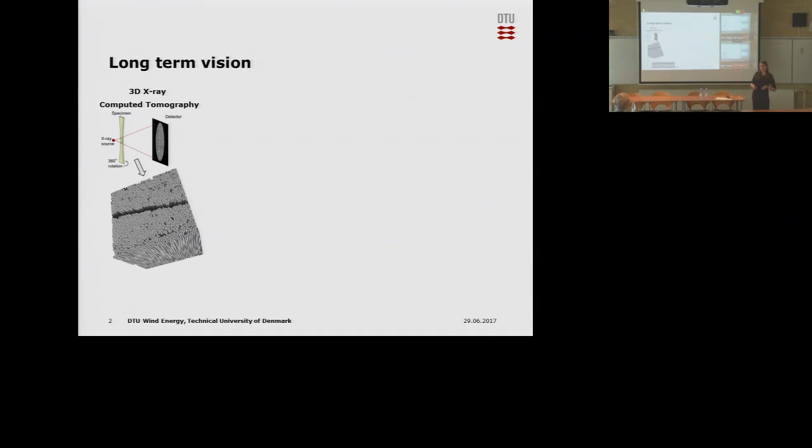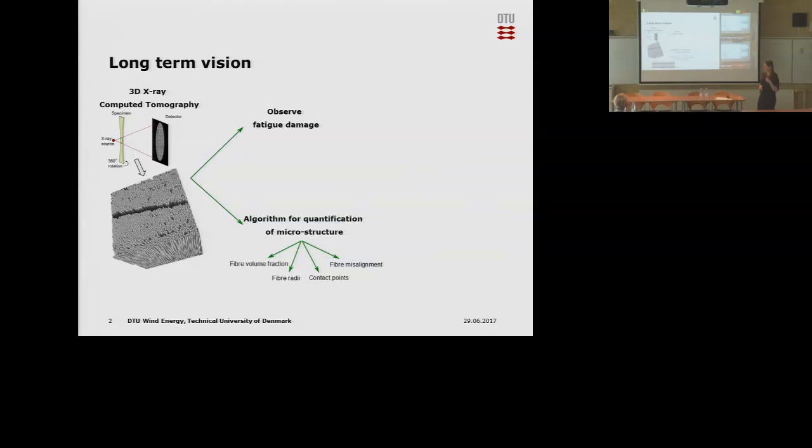I'll start by outlining the long-term vision of my project. So where does it fit in? The idea is to use the X-ray computed tomography technique to look at the 3D microstructure of the material we're considering, using this in maybe 2 ways. One way is to observe the fatigue damage, and another way is to quantify the microstructure, and see if we can link these two together somehow.